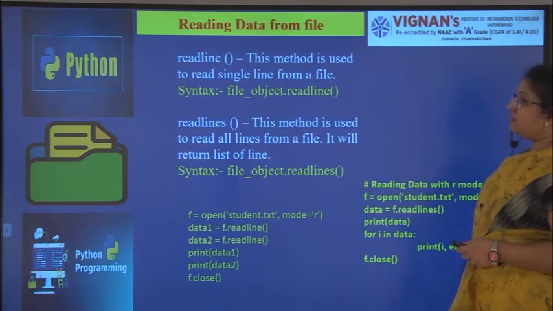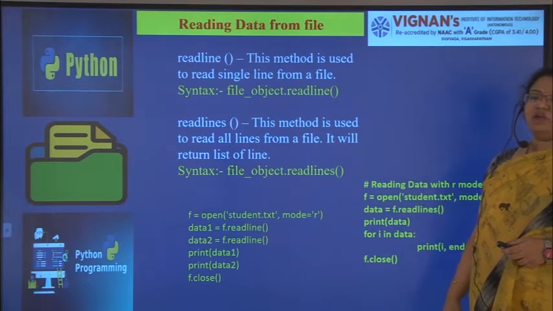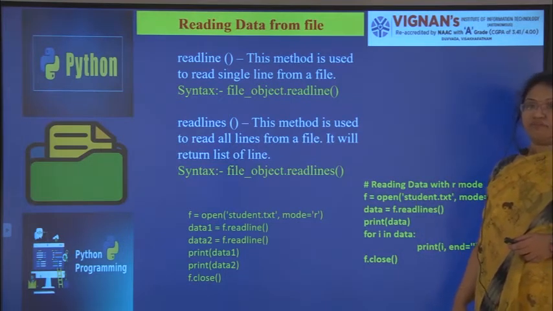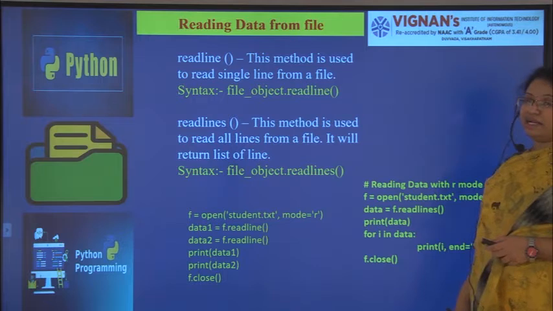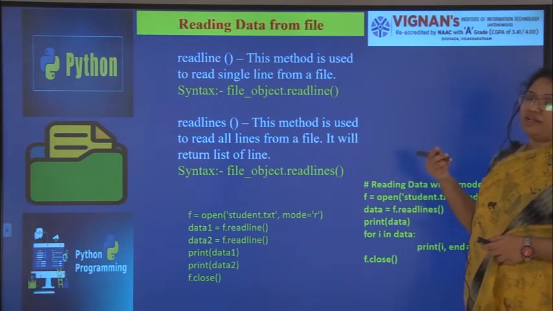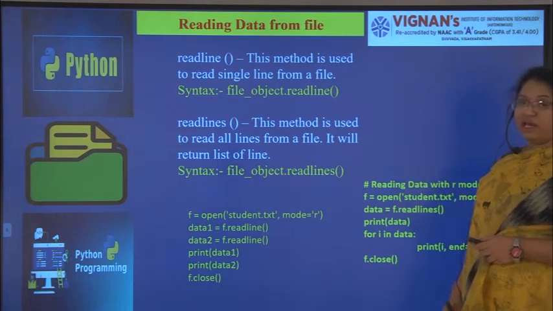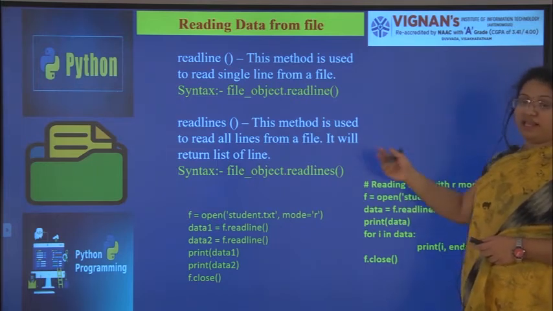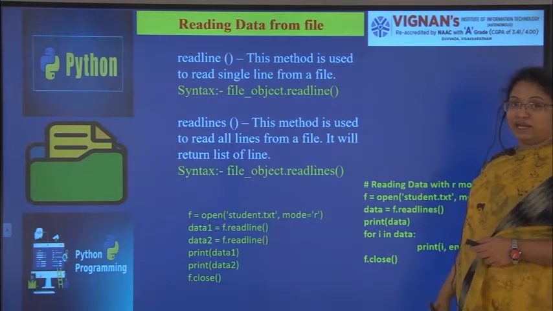The next one is, what are the other methods you have to read data from a file? The first one is the readline method. If you want to read the content line by line, just a single line, you are going to use readline. If you want to read all the lines from the file, you have to use the readlines method.